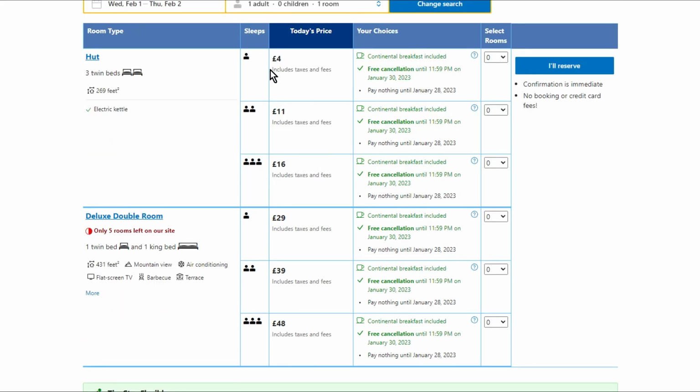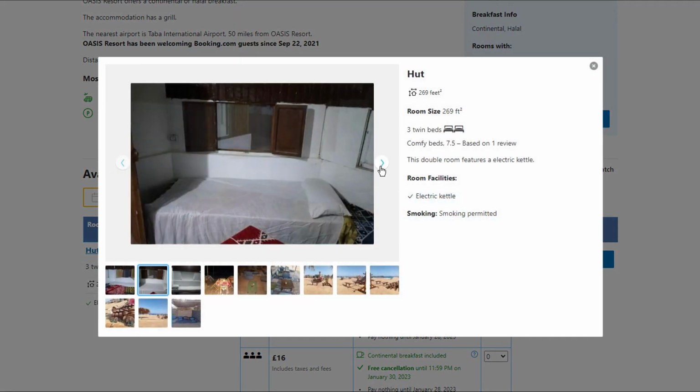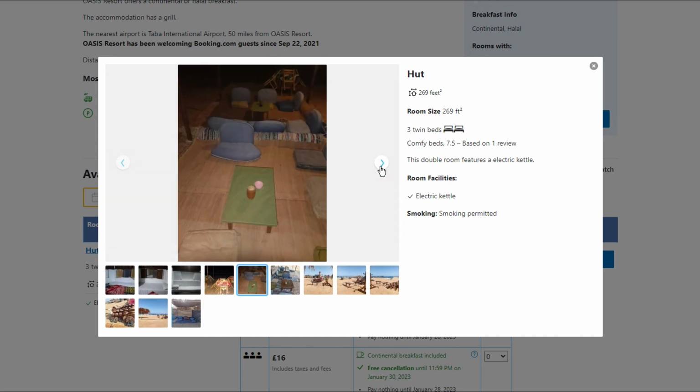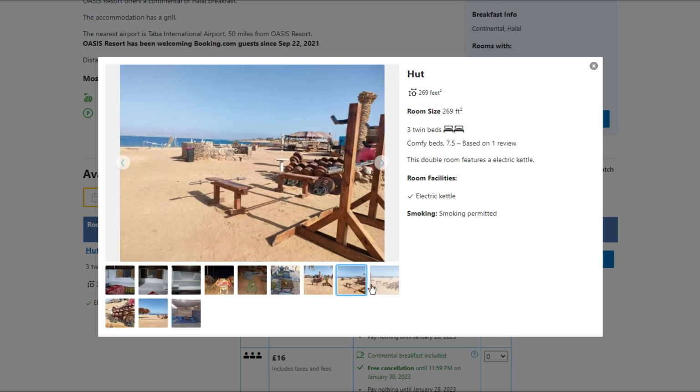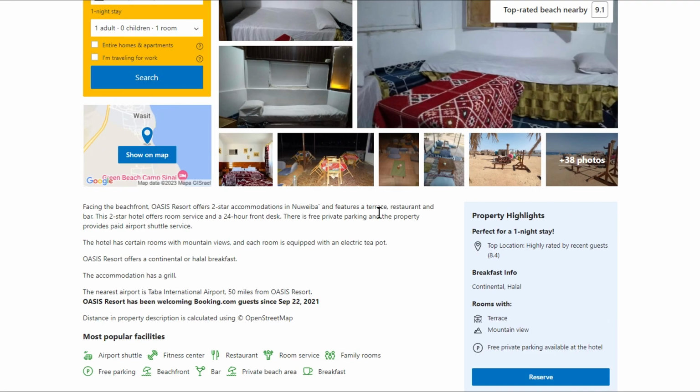Surely not. £4, £11, £16, could be. What do you get for that? A hut. You don't get much in your hut. As long as it's warm enough, that'll be good enough. So you just got a hut on the beach, like a beach hut. Oh, that could work, as long as it's warm. I don't think you'd want to do that in the cold season.